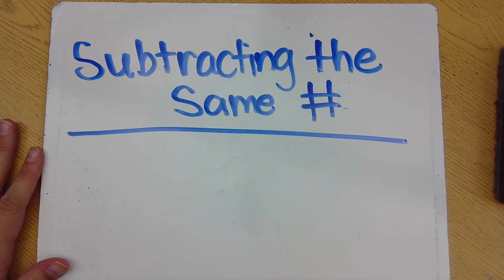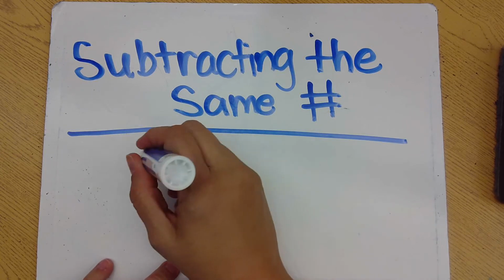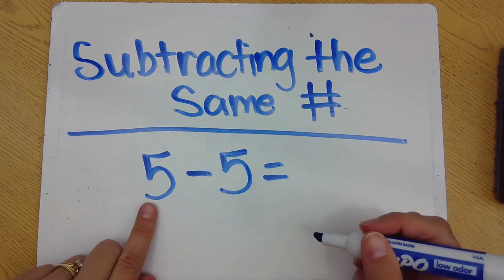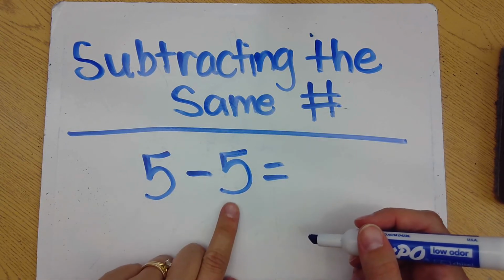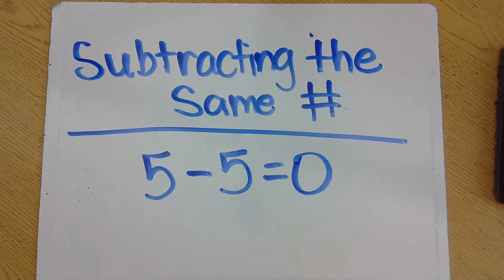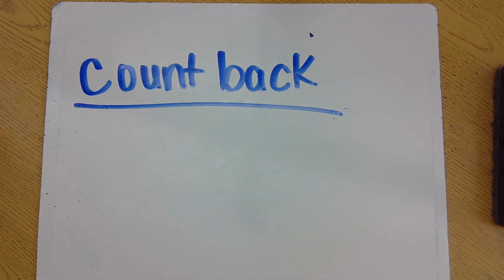Another strategy is subtracting the same number. The answer is always going to be 0 because you took everything away. For example, if we have 5 minus 5, we start with 5, we take all 5 away, we end up with the answer of 0. So if you start with a number and you take that same number away, the answer is always going to be 0.